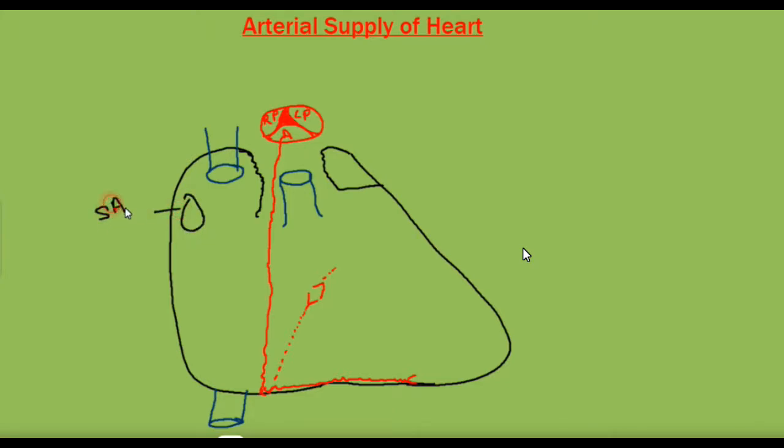Near the superior vena cava we have the sinoatrial node or SA node. Below, near the inferior vena cava, we have the AV node. Then this will give some conus branch and the nodal branches. It will give some atrial branches and the ventricular branches. One branch goes to the AV node.